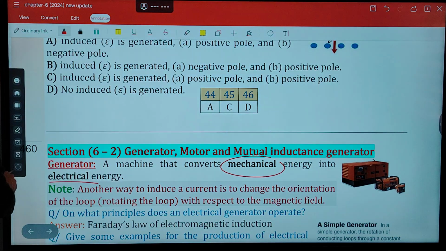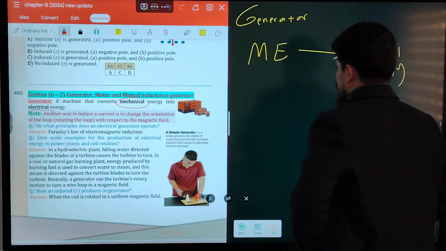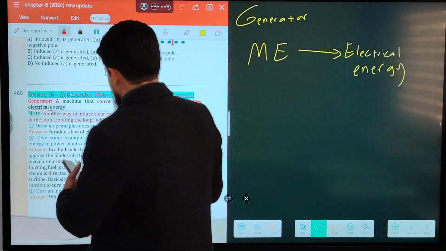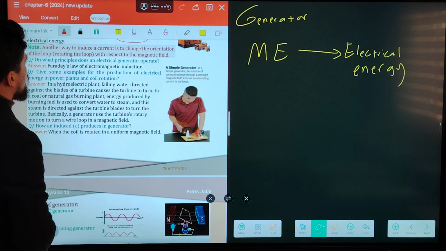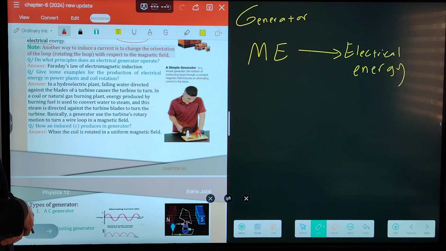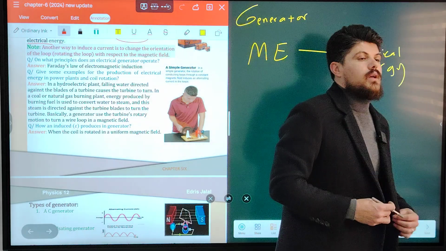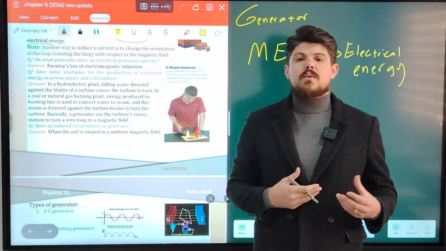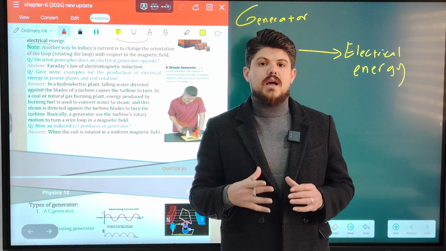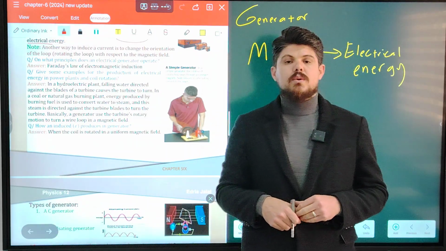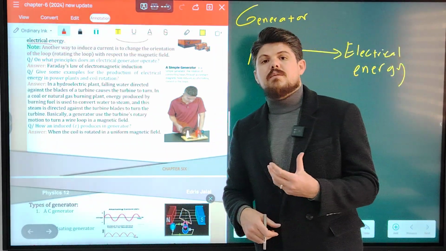Guys, look. A generator is a machine that converts mechanical energy into electrical energy. Another way to induce a current is to change the orientation of the loop, by rotating the loop. By changing the orientation of the loop, the angle theta between the normal of the loop and the magnetic field changes. By changing the orientation and the angle between the magnetic field and the normal of the loop, the magnetic flux changes. When magnetic flux changes, current and EMF are induced in the coil.